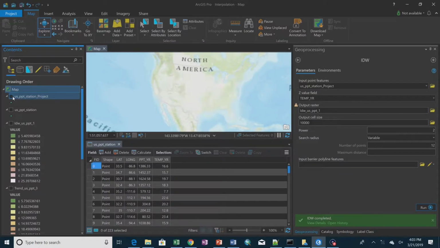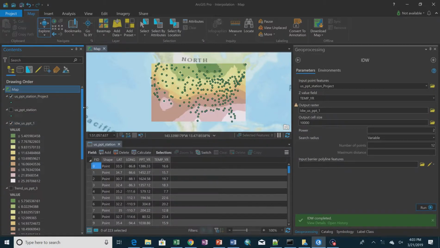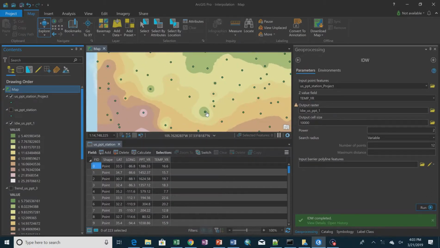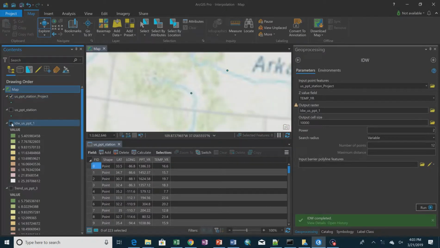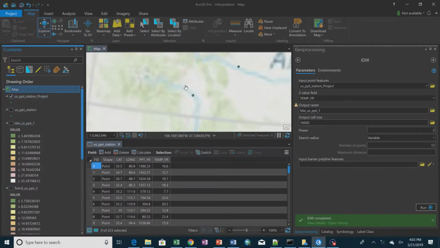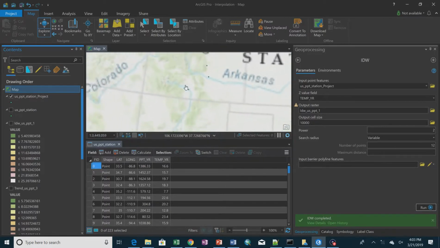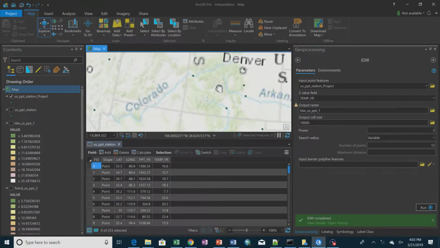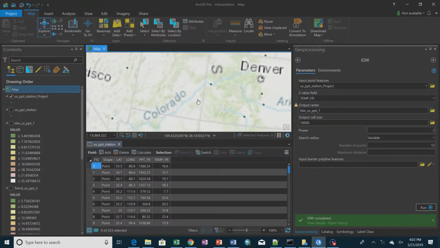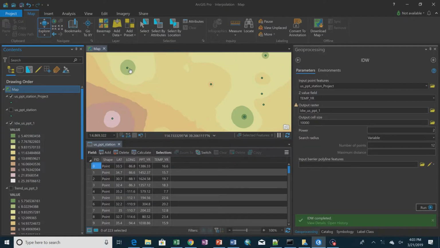So anyway, those are the points, and this is the IDW. That point right there is pretty cold. That value, so it is up in the mountains. Of course, some of these others are up in the mountains too. So I wonder why the anomaly, why that one is so. Well, that one's pretty cold too.